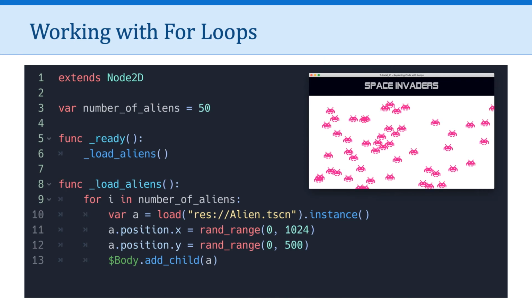Now, take a look at this. Obviously, there are many more aliens on the screen. The only difference is I changed the value in line 3. Instead of number of aliens equals 10, I made it equal to 50. The for loop doesn't care how many times I'm asking it to work. It's doing the same thing every time.